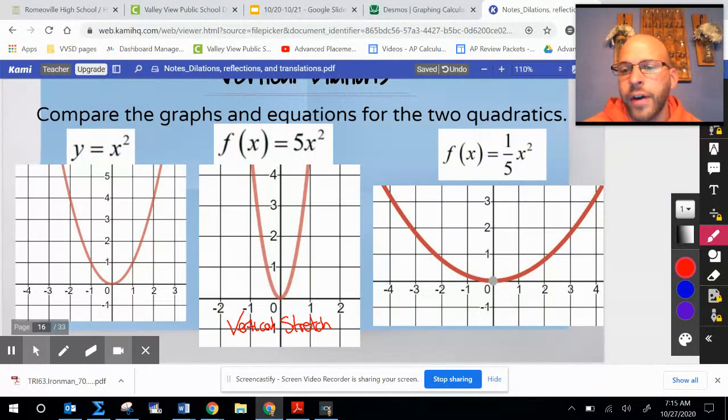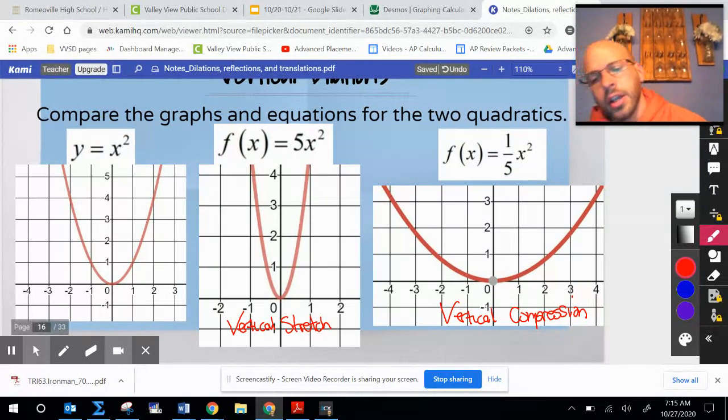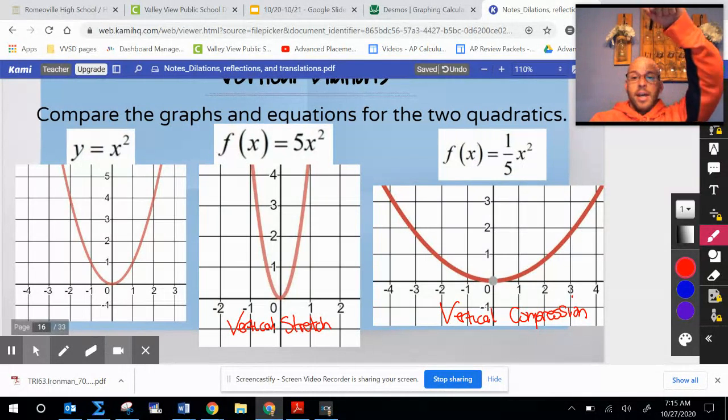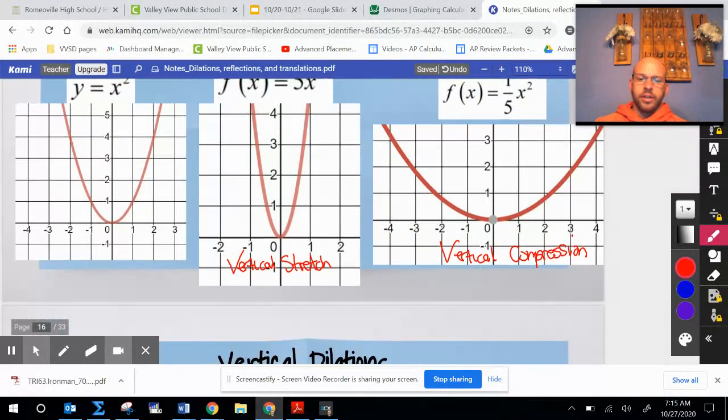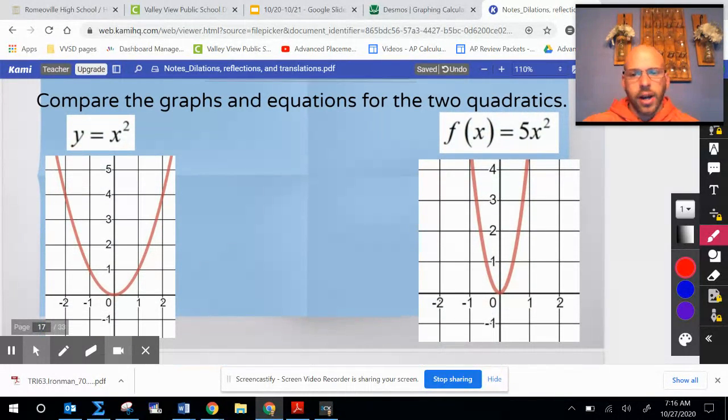Now, when I multiply it by a fraction or a value less than 1, a decimal, I'm going to get what we call a vertical compression. All right, so if I multiply that x squared by a value bigger than 1, it's a stretch. It's going to stretch my graph vertically. And if I multiply it by a value less than 1, it's going to compress. It's going to shrink my graph vertically. Okay, very important.